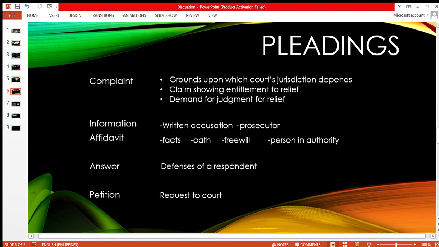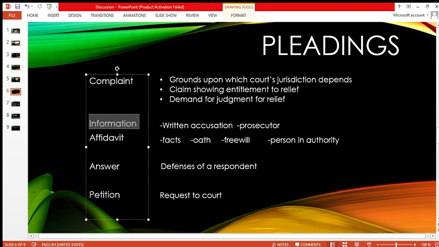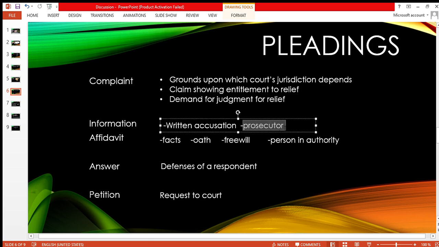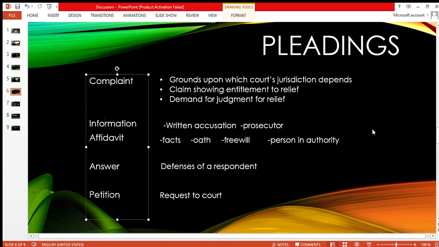So what is the difference between a complaint and an information? The same sila ng laman, okay, that they contain the grounds, the claim, and the demand of the complaining party. Only that the complaint comes directly from the statements of the complainant, while the information is based on the facts forwarded to him by the investigator. The complaint is being signed by the complainant. The information is signed by a prosecutor. So it is the prosecutor that will sign the information. The information is then filed before the court.